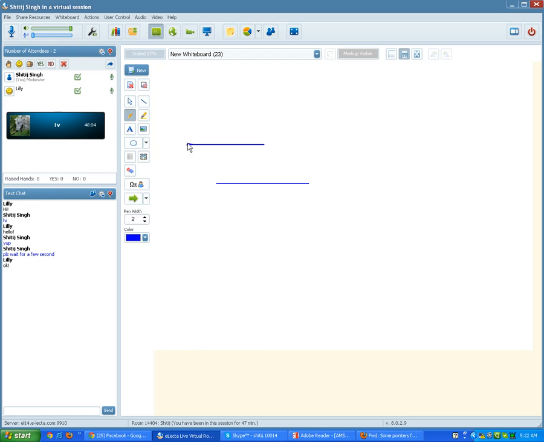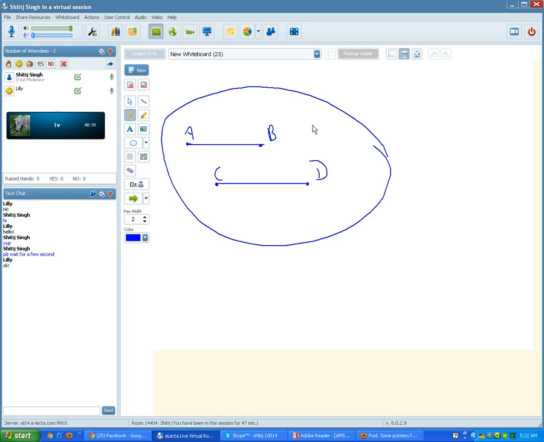This one is A, this one is B, this one is C, and this one is D. Now tell me, are all the points collinear? Right. Even if the lines are parallel, that doesn't mean that the points are collinear. It means they are only parallel.